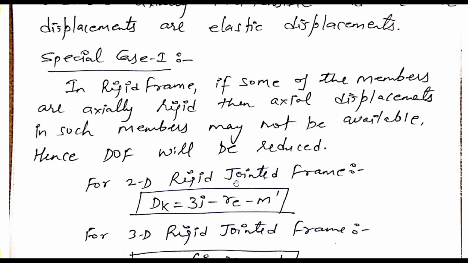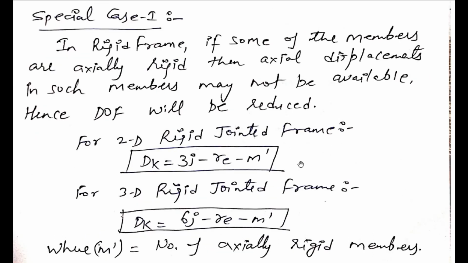Then our degree of freedom will be reduced. Okay, so how is it? dk is equal to 3j minus re minus m double dash. It is not m dash, because previously in static indeterminacy we denoted m dash as the number of members meeting at a hybrid joint. Here we are considering m double dash, which means the number of axially rigid members.